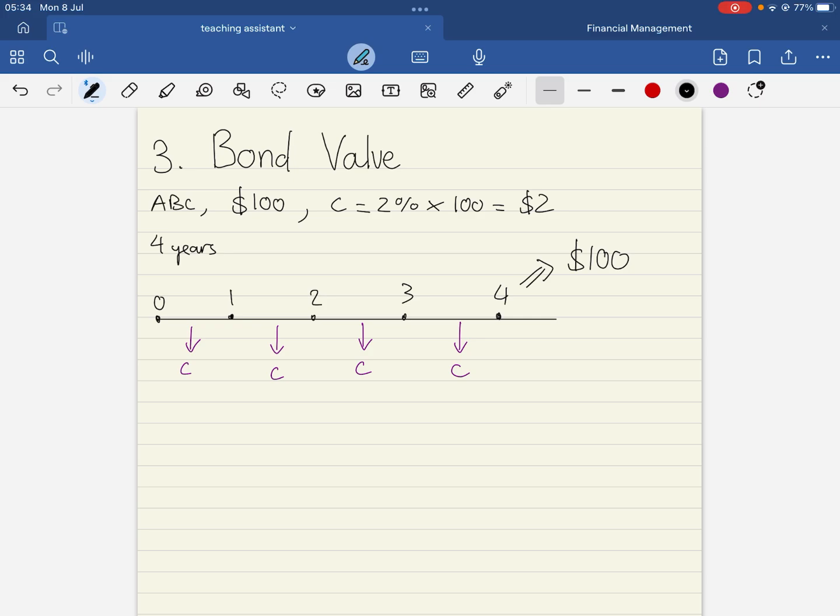Do you guys see any pattern here? Yes, it's the discounted cash flow valuation that we used to study in the previous chapter. So the bond value is basically the present value of every future cash flow discounted into the current time, year 0, the time that we let company ABC borrow our money.